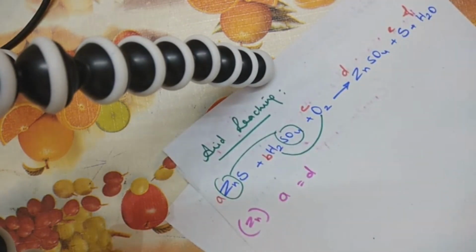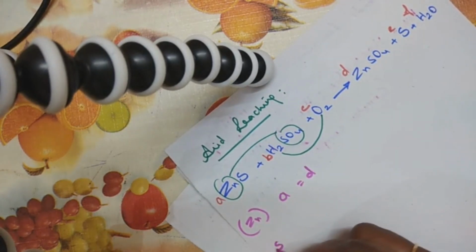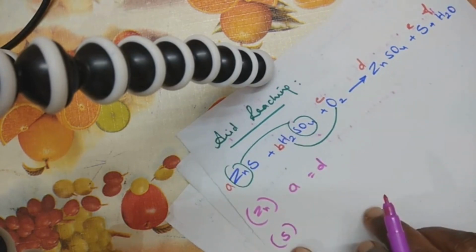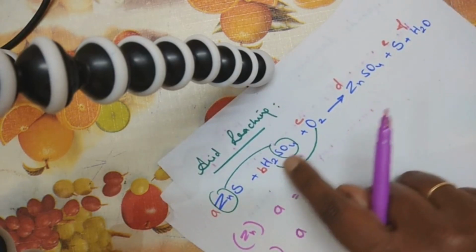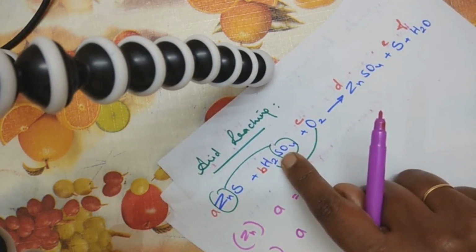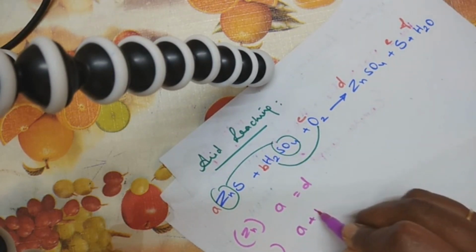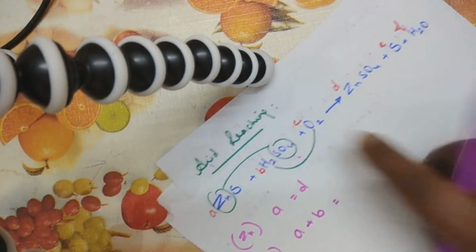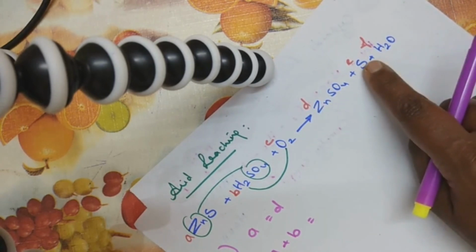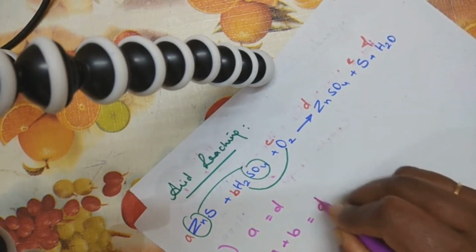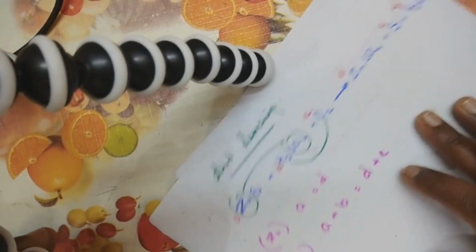So zinc is over. Next element is sulfur. When I write in terms of sulfur, how many times do I have it here? Again A times sulfur. Anywhere else do I have sulfur? Yes, here, B times sulfur. So A plus B is equal to, nowhere else I've got sulfur. I'm moving on to the other side. How many times do I have sulfur? D times, and one more time E times. So that is D plus E. In terms of sulfur, I have expressed it.